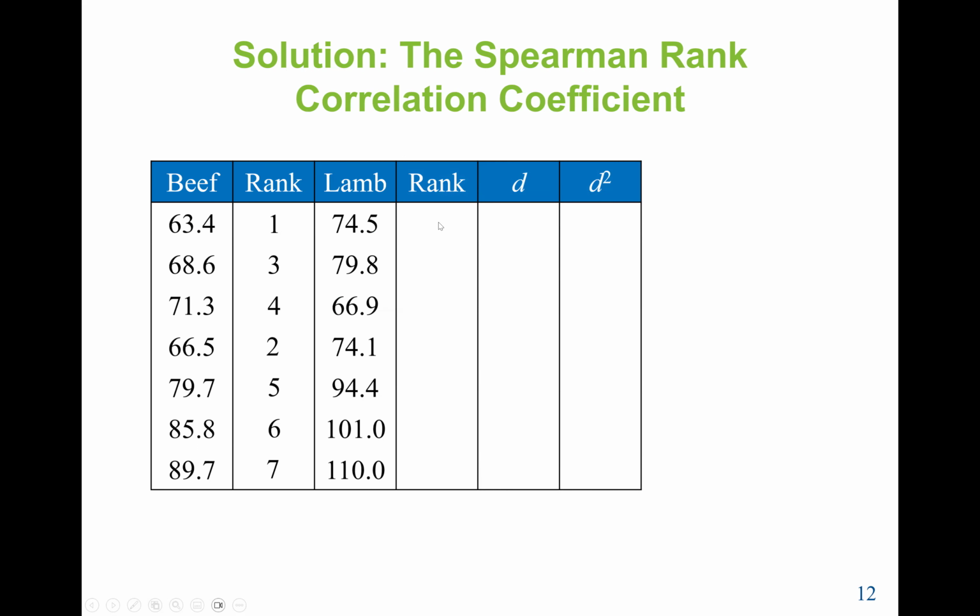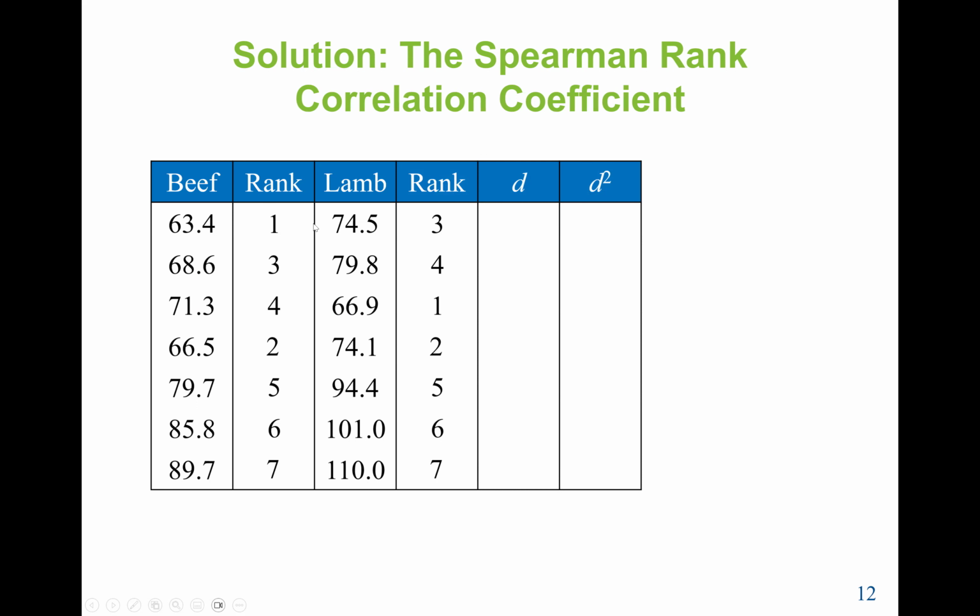The same thing we are going to do for the lamb. So the lamb, let's see, the lowest value will be 66.9. So that will be 1. Then the rest, again, the biggest value is 110. So that is 7. So now we are going to find the D.